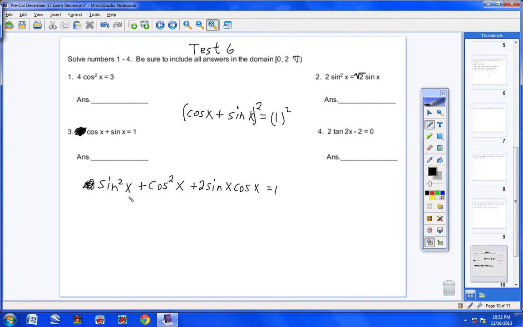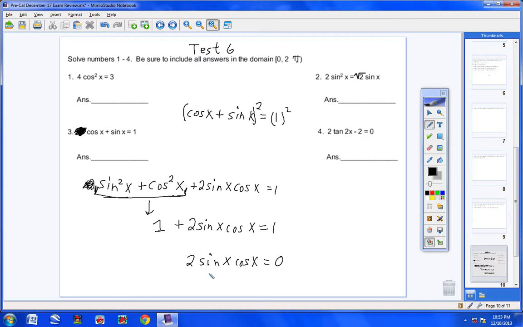Now what that has done for me is, look students, I now have sine squared plus cosine squared, and this whole expression from here to here, if you'll look at your Pythagorean identities, it equals 1. So now I have 1 plus 2 sine x cosine x equals 1. And then if I bring this 1 over and make it negative, I'm left with 2 sine x cosine x equals 0. Now, if you'll look at your double angle identities, please pause and look at your double angle identities.